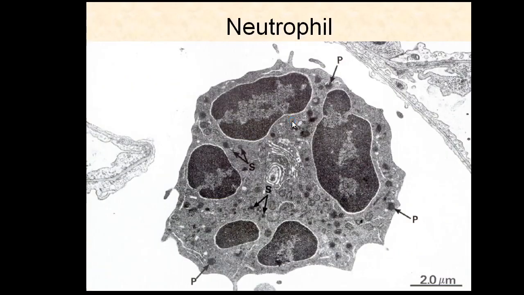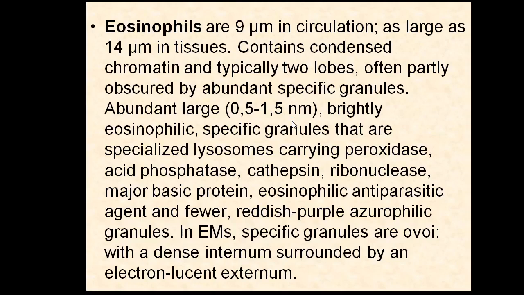Next granulocytes are eosinophils. Eosinophils are granulocytes, and their share in the leukocytic formula is 1 to 5%. Their size is 9 micrometers, and they have comparatively large specific granules.